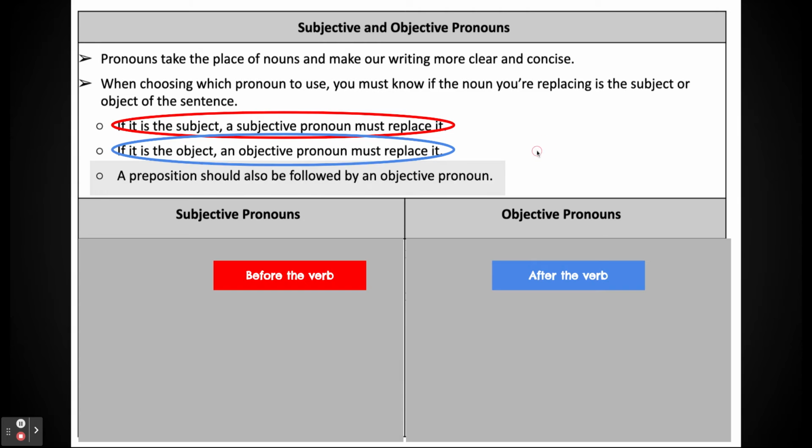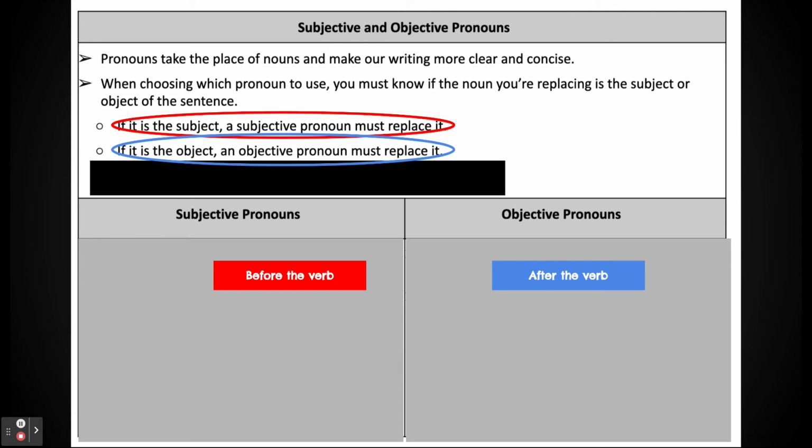Don't worry about this third bullet about prepositions. We're not talking about those today. We don't need to. Just draw a line through that. That's not necessary. I'm going to try and keep it easy for you.